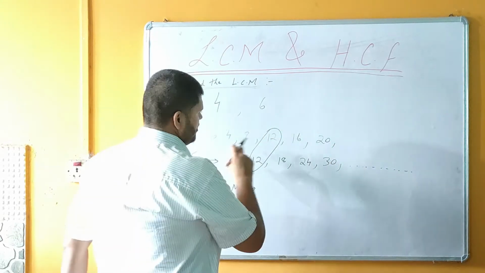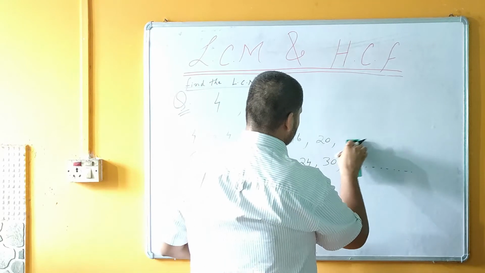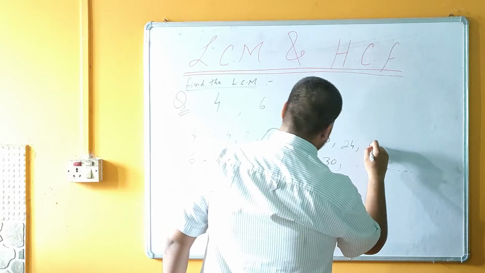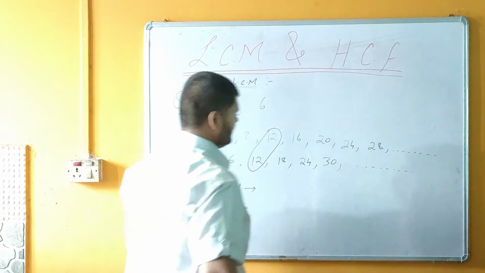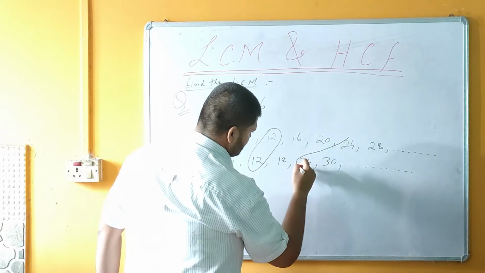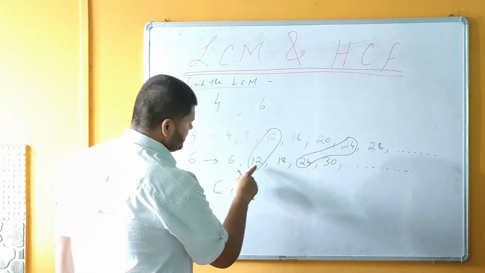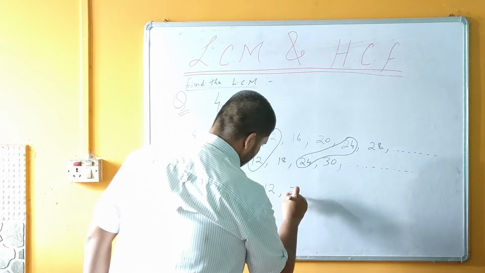Let us extend. 4 5s are 20, 4 6s are 24. Okay, 4 7s are 28. It will continue up to infinity. So here you see again you are getting 24 as common. You have to see where it is common. Here 12 is common, 24 is common. So we will write over here 12, 24.